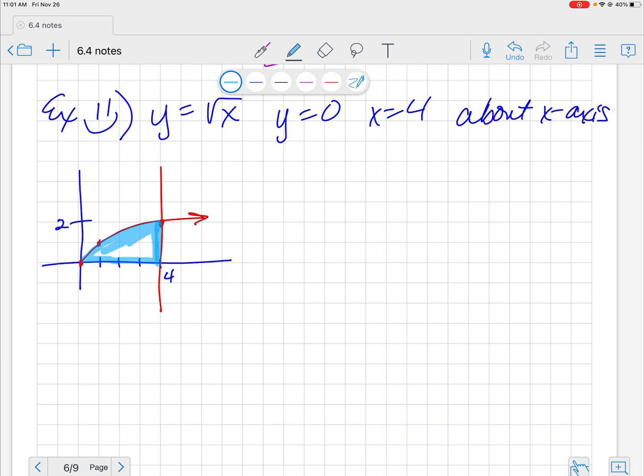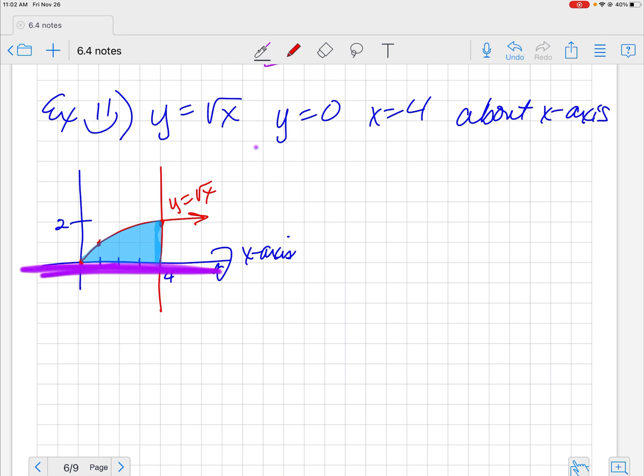Now here's my question to you. I am going about the x-axis, because that's what my problem told me, right? Which method do we want to use? Washer, disk, or shell method? Everything's already in terms of x, so I would highly recommend we go ahead with the washer method. It's really the disk method at this point, because I'm sitting on this axis right here, this y equals 0. That's the other line that we have. It's sitting right on that axis.